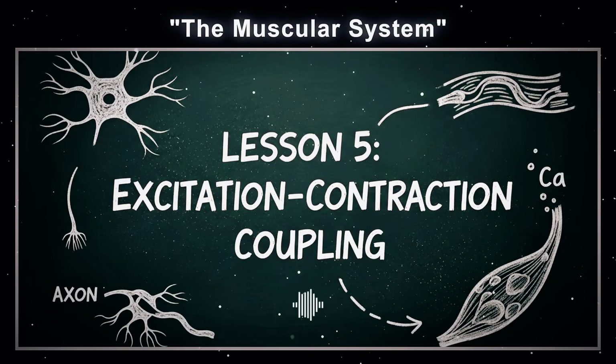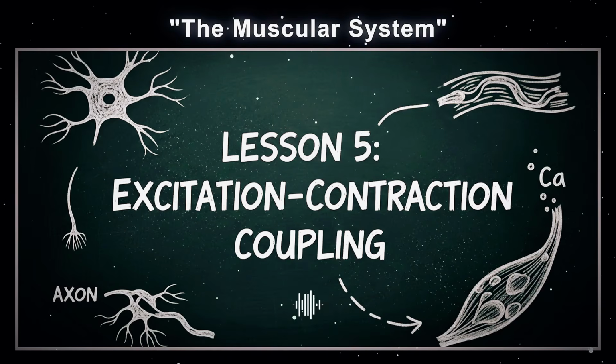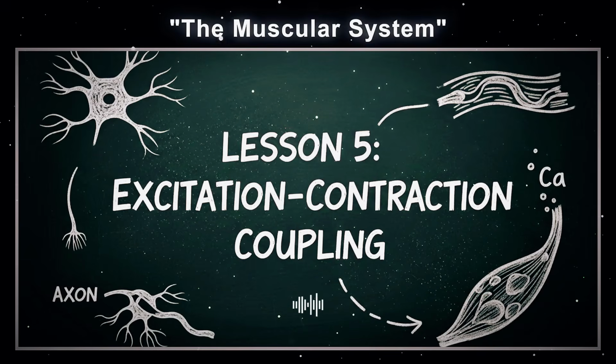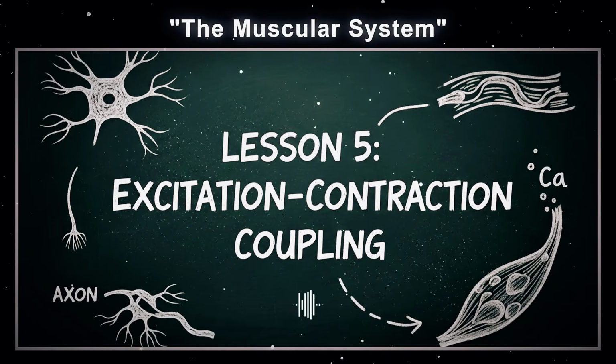This is the coupling in excitation-contraction coupling. The electrical excitation has successfully triggered the release of the chemical trigger. But what does the calcium do? Why is it the key?